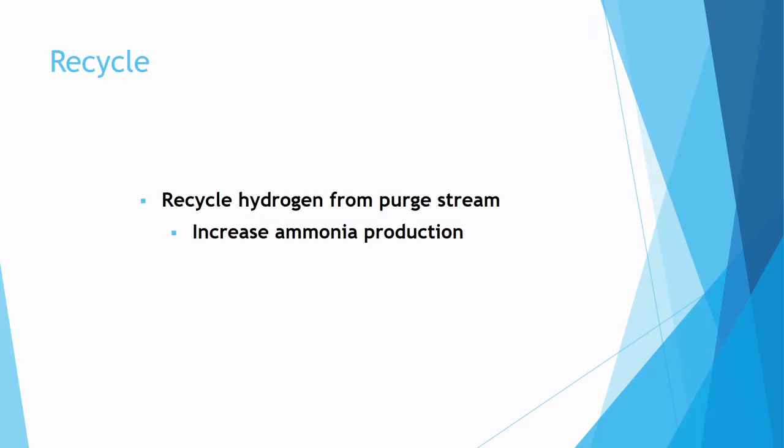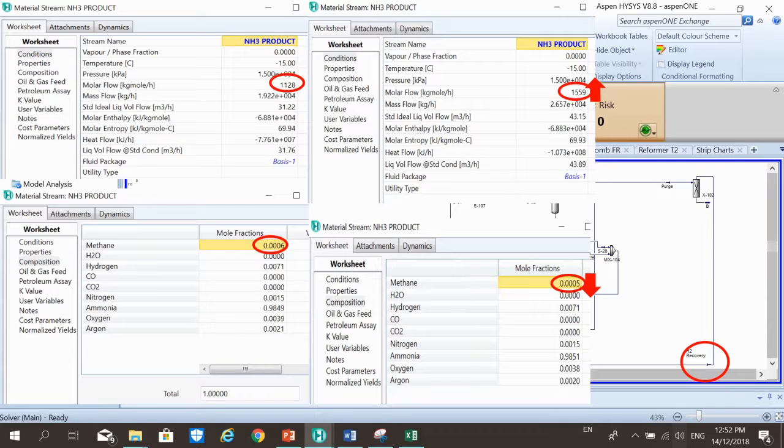We also clean and recycle hydrogen that is exiting from the purge stream back into the ammonia production section in order to increase our ammonia flow rate. After adding the recycled stream, we can see that the molar flow rate of ammonia increases from 1,128 kmol per hour to 1,559 kmol per hour, accompanied with a drop of the mole fraction of methane. This also guarantees that the purity of our ammonia product does not fall below the market purity requirements.